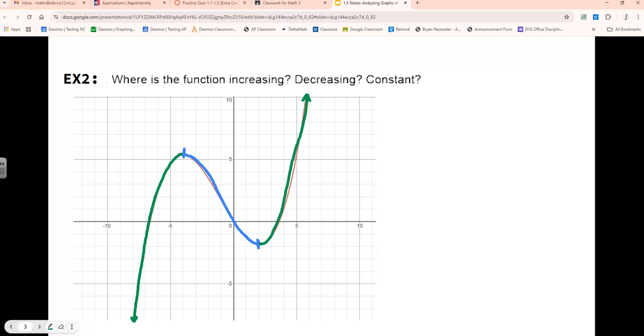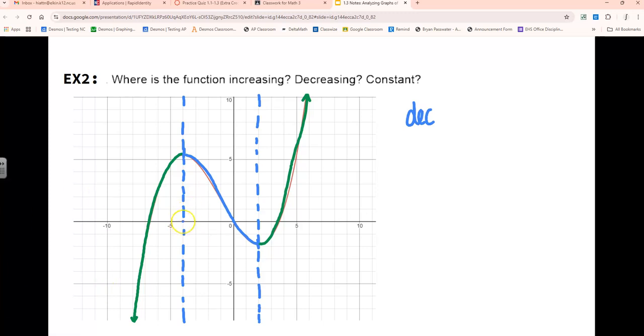It may even be helpful for you to think of drawing in a vertical line right there to section this off. Like that middle part right there is where I'm decreasing. Think about your x coordinates where that is happening. So over here on the left, my x coordinate would be right here at -4. And then my right coordinate would be right here at +2.